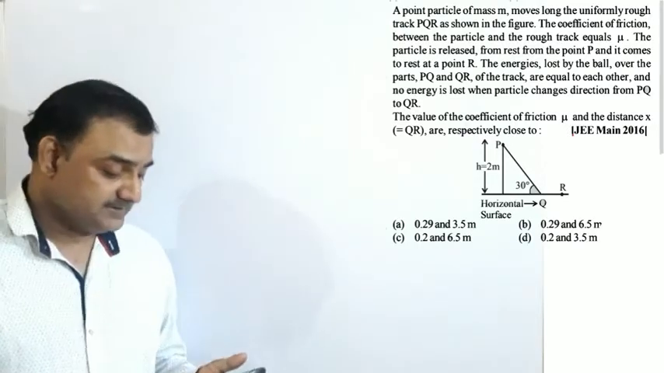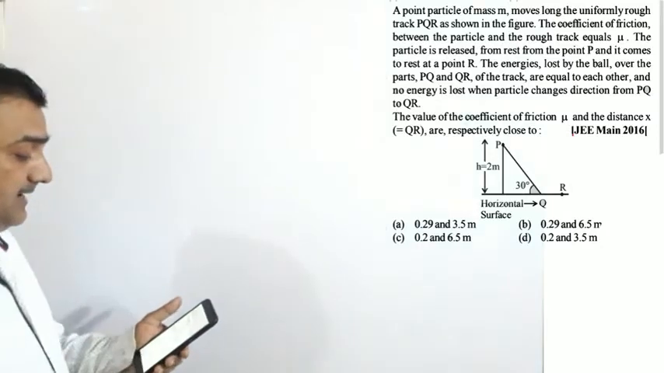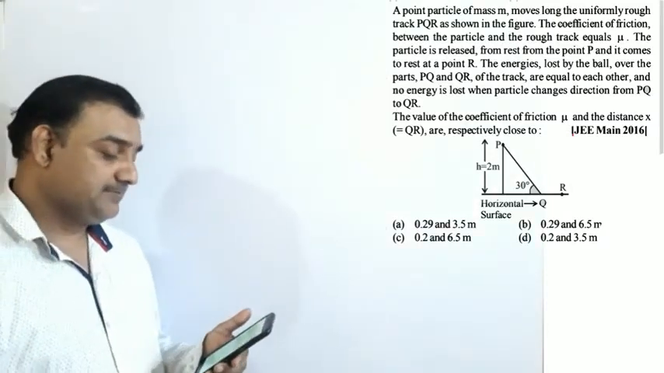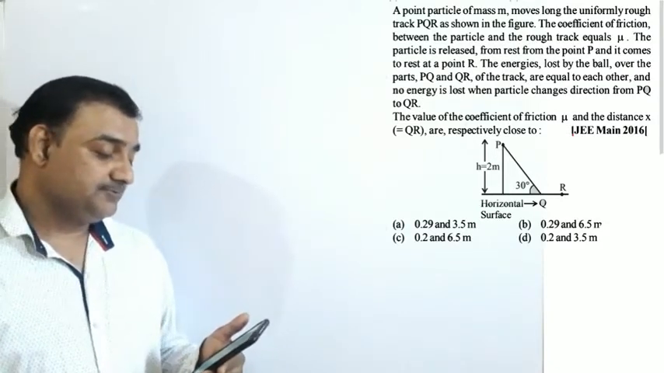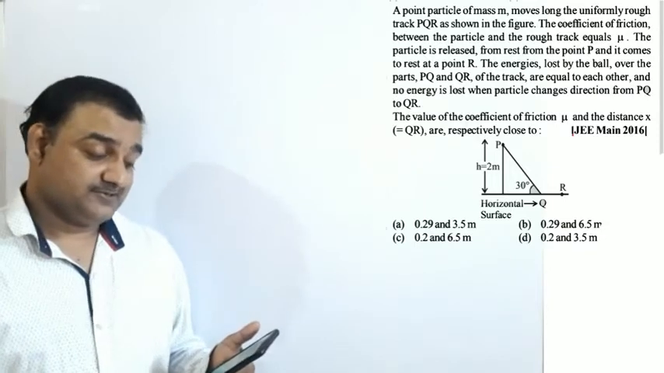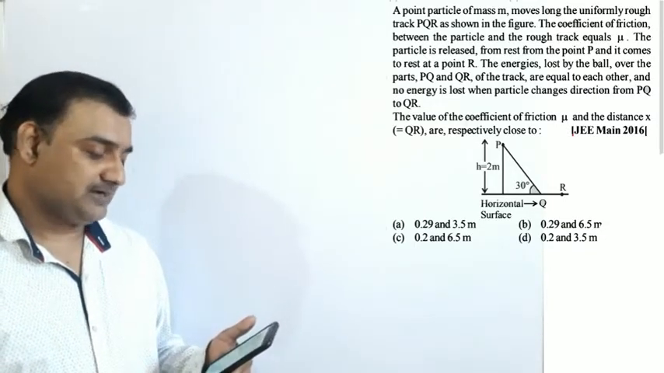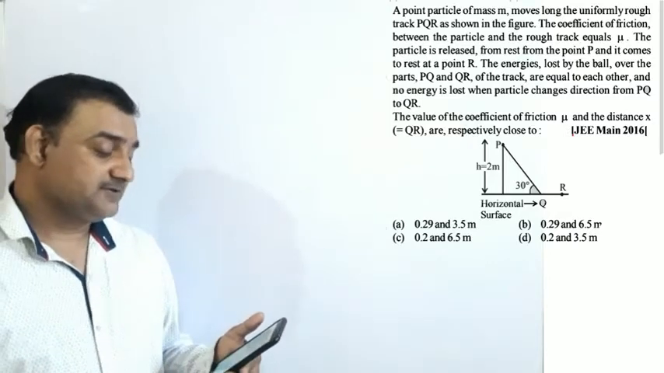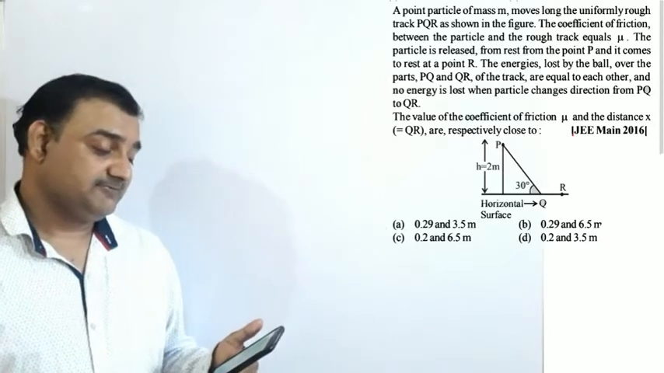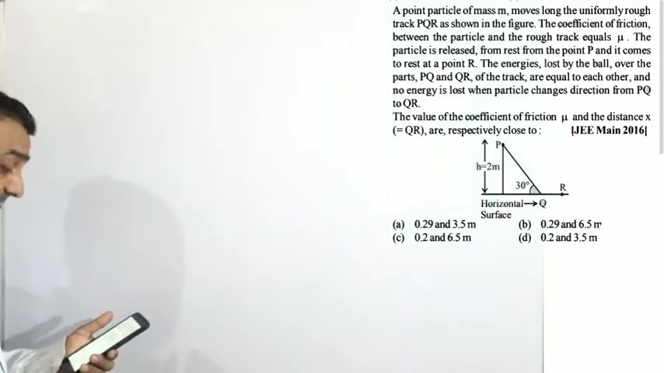The particle is released from rest from the point P and it comes to rest at point R. The energy lost by the ball over the parts PQ and QR of the track are equal to each other, and no energy is lost when the particle changes direction from PQ to QR. The value of the coefficient of friction mu and the distance x, that is QR, are respectively close to. So this is a problem from JEE Mains 2016.